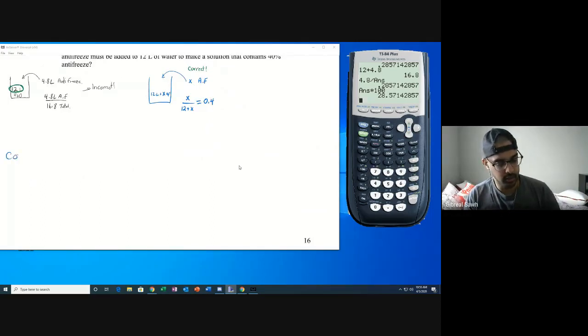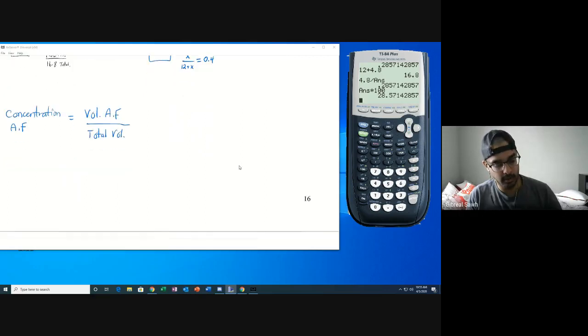So our concentration of antifreeze, I'm just going to write AF for short, is going to be equal to the volume of antifreeze in that solution divided by the total volume. Okay, so that's going to include both the water and the antifreeze. Now I want that concentration to be 40%, and we can write that as a decimal, 0.4. The volume of antifreeze inside is x. The total is going to be the initial amount of water plus the unknown amount that I'm adding.